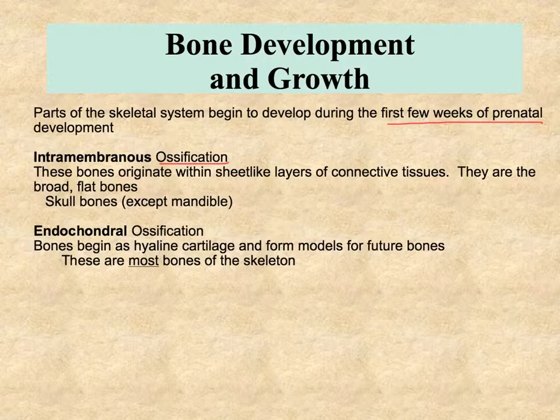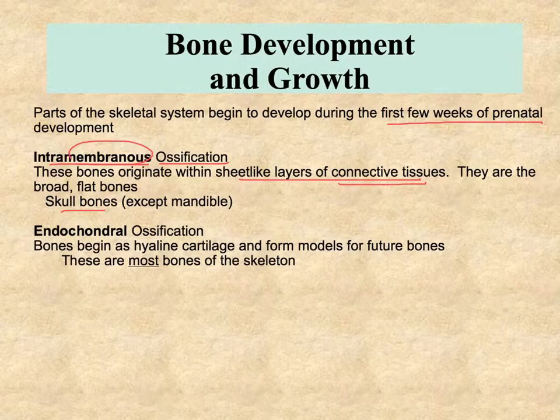We have bones that develop from intramembranous situations, or between membranes. And these are for bones that will end up being broad and flat, like your skull bones. Sheet-like layers of connective tissue have the mineral matrix laid down in them. The fibroblasts, which are the cells of connective tissue, specialize to become osteoblasts and start producing the mineral matrix. And you have the flatter bones developing.